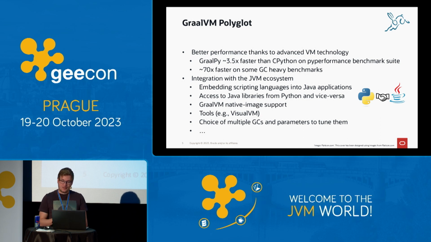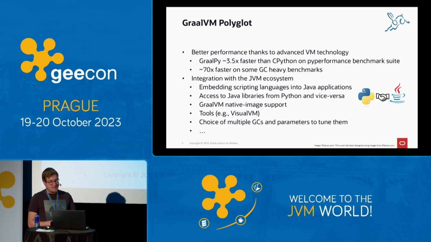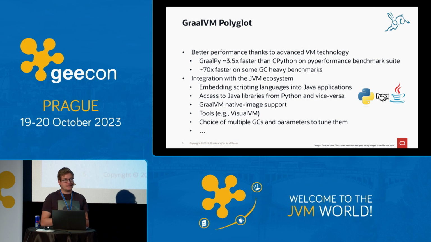If we take a look at some more specific benchmarks, for example, GC-heavy benchmarks where we can really shine thanks to the advanced GCs that we can reuse from JVM, we can be almost orders of magnitude faster. Another reason for all this is integration with the JVM ecosystem, and that's why we are over here, right? You can embed scripting languages into your Java applications, basically use them as a library. You can access Java from those languages, and you can access those languages or their objects from Java.